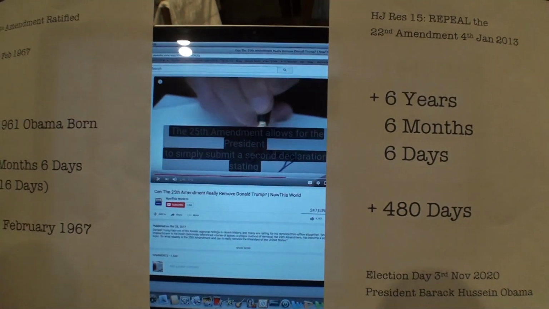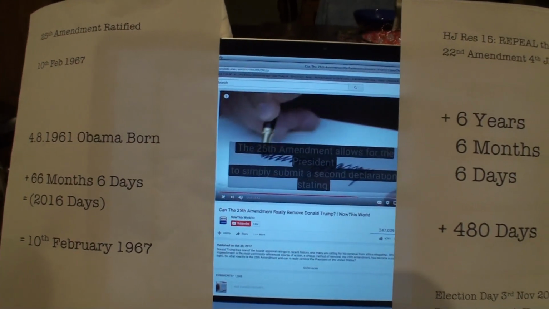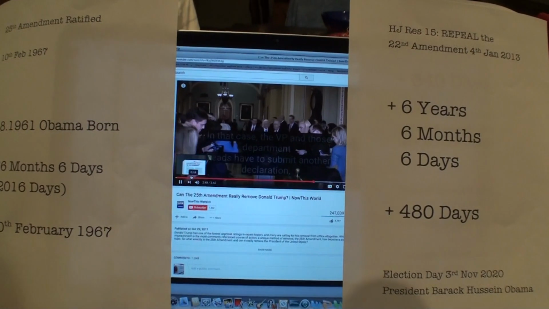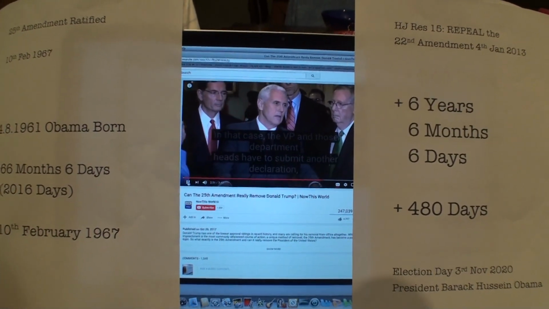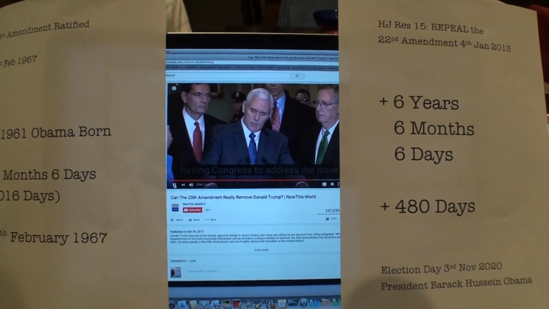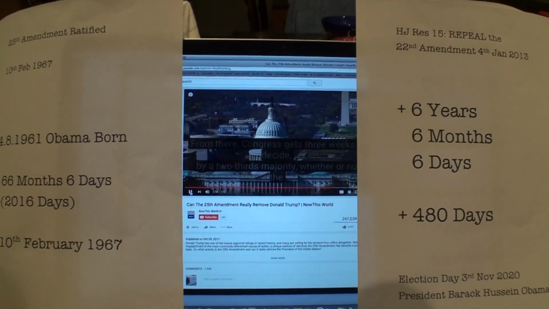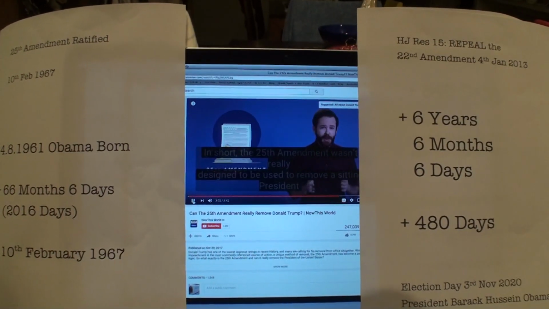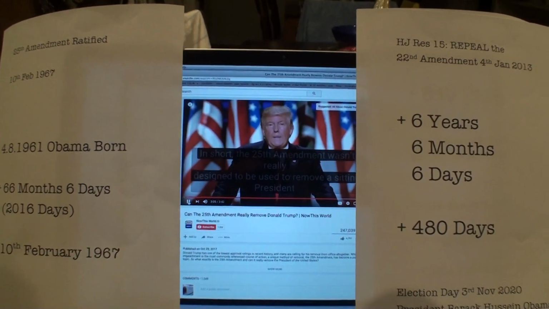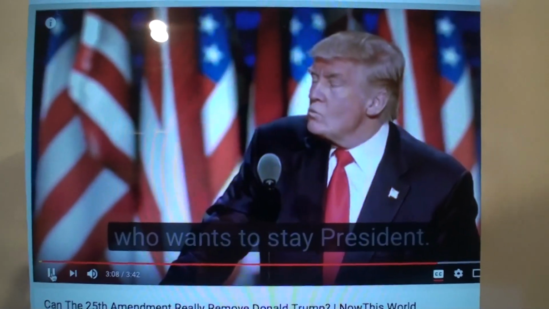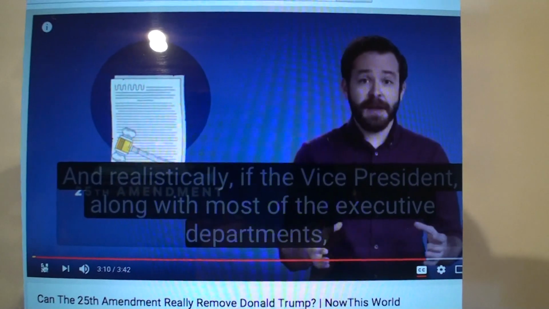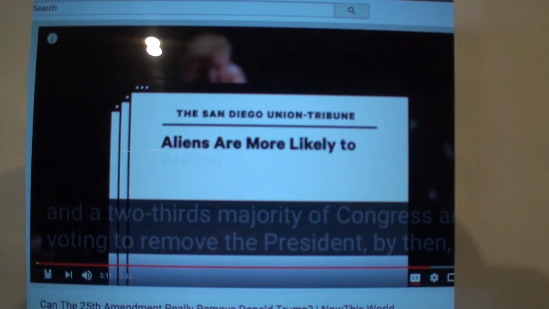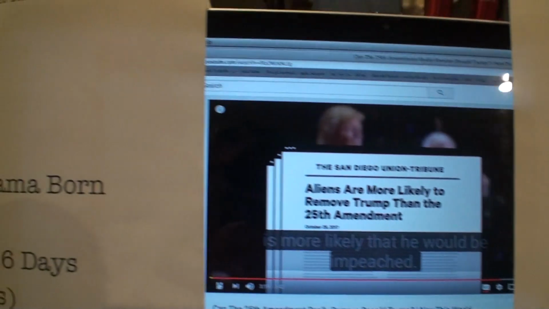The 25th Amendment allows for the president to simply submit a second declaration stating that they are, in fact, capable of fulfilling their duties. In that case, the VP and those department heads have to submit another declaration, forcing Congress to address the issue. From there, Congress gets 3 weeks to decide by a 2/3 majority whether or not the president can resume his position. In short, the 25th Amendment wasn't really designed to be used to remove a sitting president who wants to stay president. And realistically, if the vice president, along with most of the executive departments and a 2/3 majority of Congress are voting to remove the president, by then, it's more likely that he'd just be impeached.